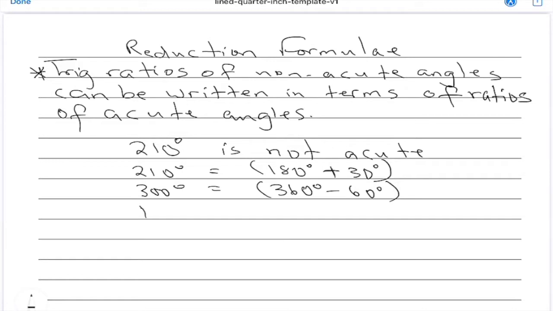Let's look at another one. 150 degrees is not acute, it is obtuse. But how can we write 150 so that there is an element of an acute angle? This we can write as 180 degrees subtract 30. That will give us 150 degrees. Right. I think these will be fine for now as examples.